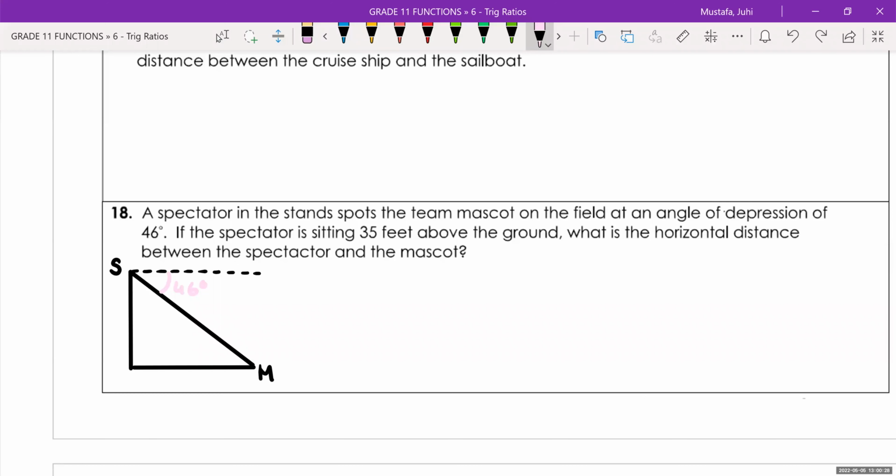So the spectator is 35 feet above the ground, which is going to be right up there. What is the horizontal distance? So we're trying to figure the x out over here. Now you can do one of two things. You can think back to grade 9 and remember your angle rules. And there is a rule that says if you have an angle here and you have two parallel lines, that is going to be the same angle over here.